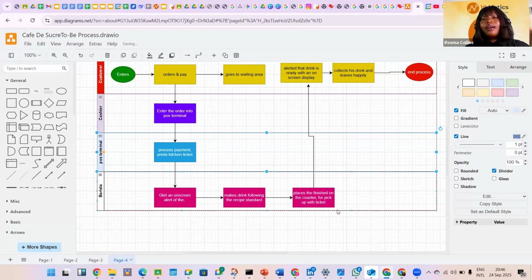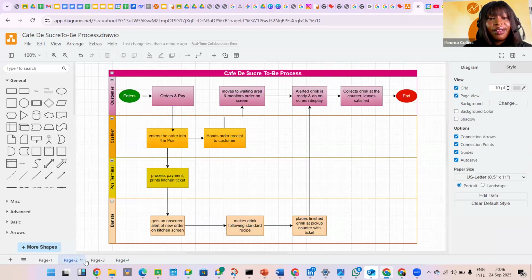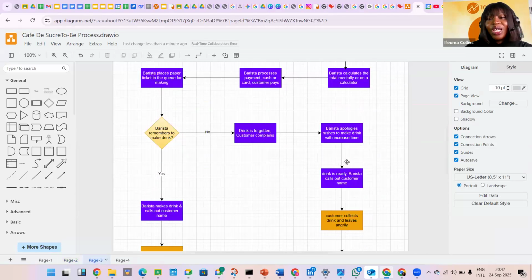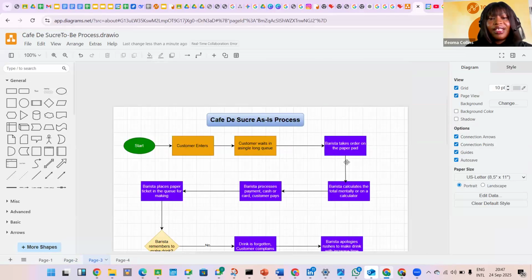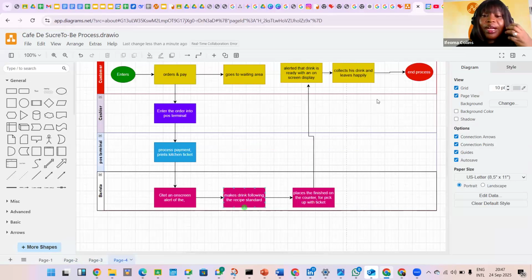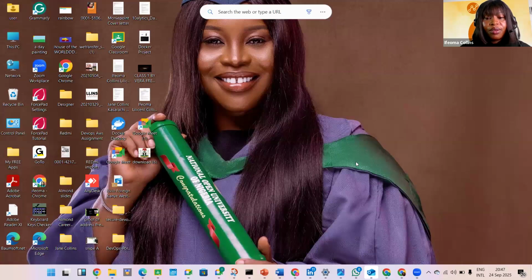You can see, can you tell me the difference between their future state and their current state? Can anyone quickly speak to this before we move further? Anyone? You can also drop what you feel about it in the comment section, okay? All right. So this is their current state. You can see the process, okay? And this is their future to-be state. All right. So I'm just going to go back to my other slide.